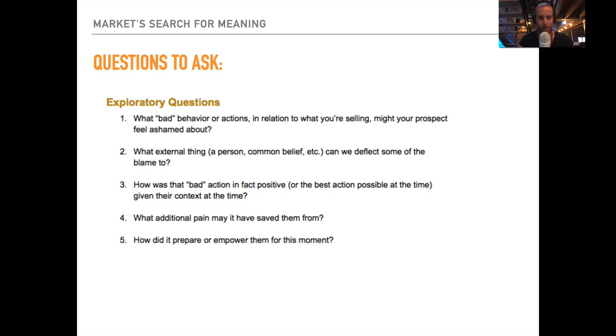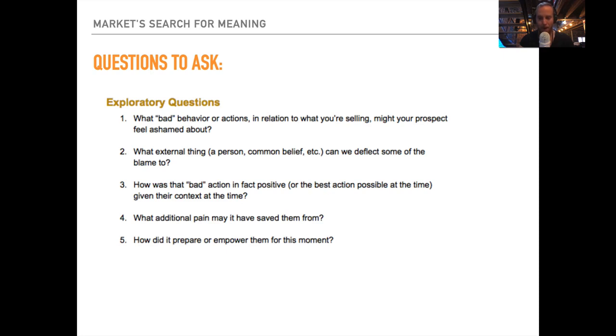And then this is really the meaning loop. So how was that bad action, in fact, positive, or just the best action they could have taken at that time, given their context? What additional pain may it have saved them from? So this is once again making it emotionally compelling, not just a marketer doing mental gymnastics to get to a result, but how is this true? What did that action that they perceived to be bad, how is that useful? What did it save them from? What did it help them avoid? Just anything you could do to show how that action may have been even more positive than they'd even think it could be.